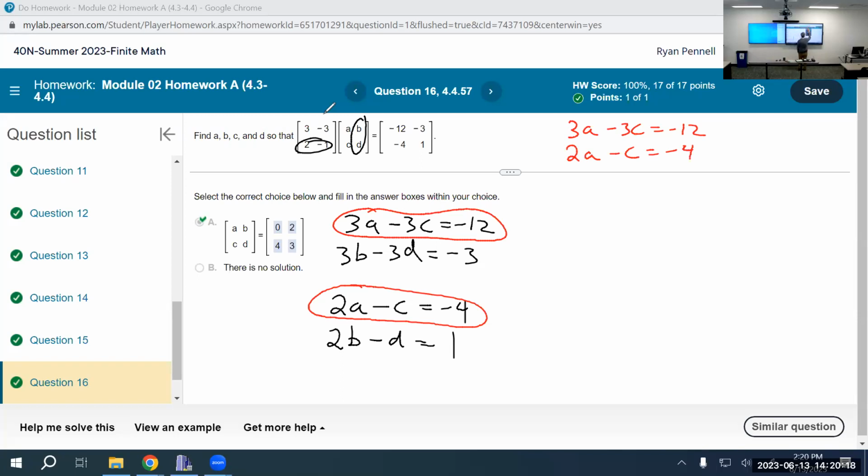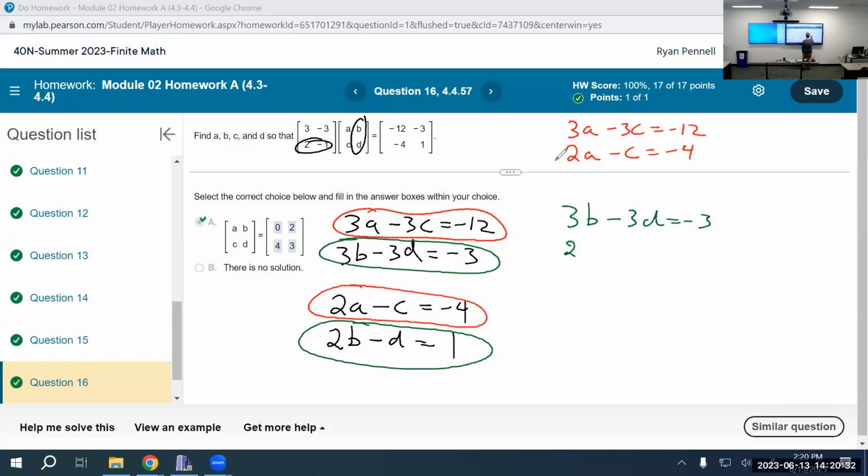I also noticed two equations just dealing with b and d. 3b minus 3d equals negative 3, and 2b minus d equals 1. And the way I did it was I treated this as a system of equations. This is a system of equations, and I just solved. There's two separate ones. You can solve it.